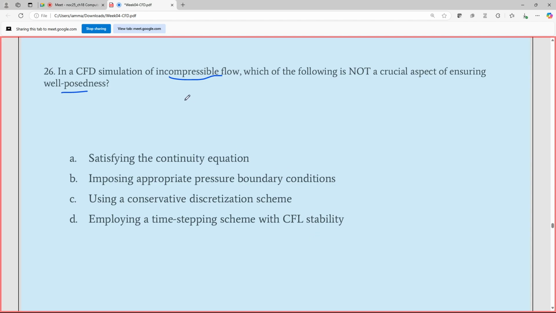So the question is on, for an incompressible flow, which is not a crucial aspect for ensuring the well posedness of the system.